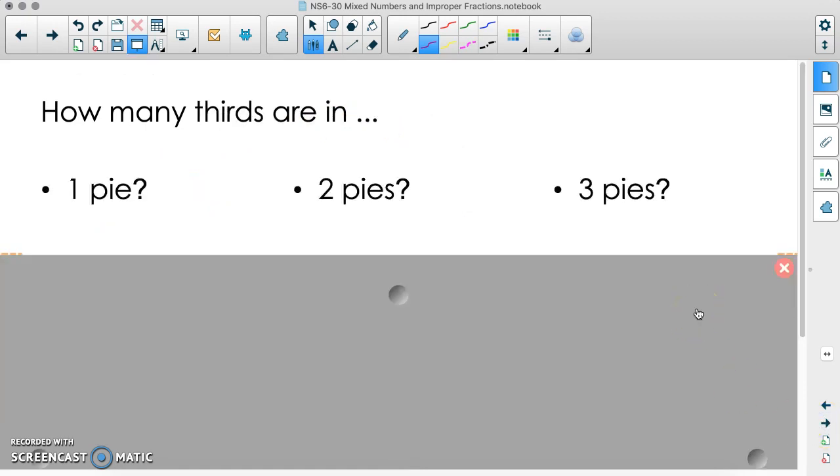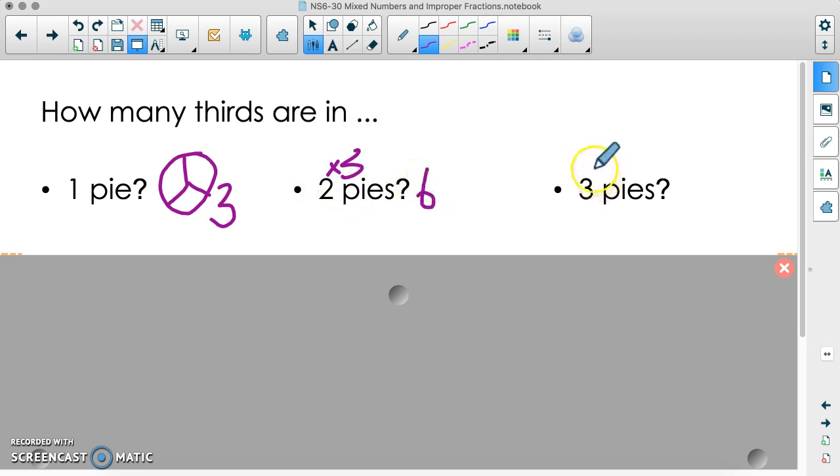Now, if I want to do the same thing for thirds, how many thirds are there in 1 pie? Well, if I have 1 pie and it's divided into thirds, I apologize for my drawing, pretend these are equal, there's going to be 3 thirds in 1 pie. But now, what if there are 2 pies? Well, I'm going to take the 2 and times it by 3 because there's 3 pieces in each pie. There's going to be 6.